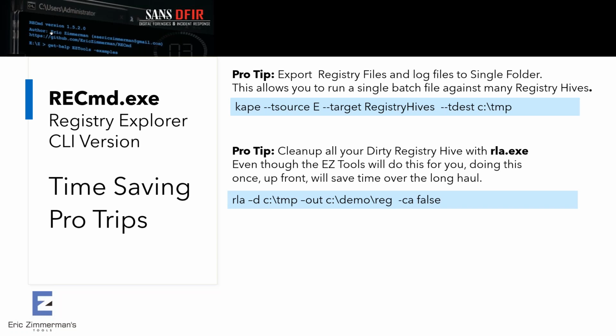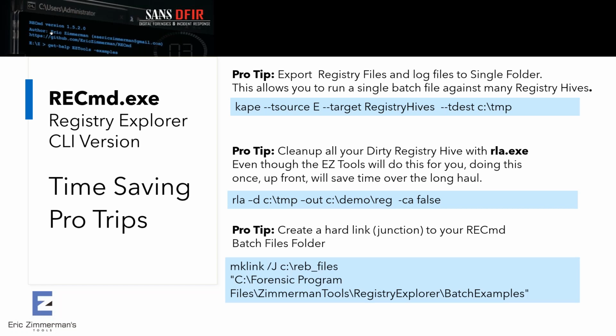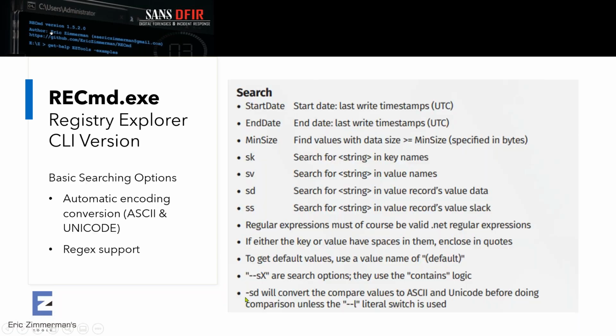The other thing is to use the RLA command to go ahead and apply all of your transaction logs to the registry hives that you put in one location. And lastly, I think it's easier if you would build a hard link to your batch file folder. We're going to get to that in just a second, so that your command lines don't become extremely long every time you have to reference a very long path.